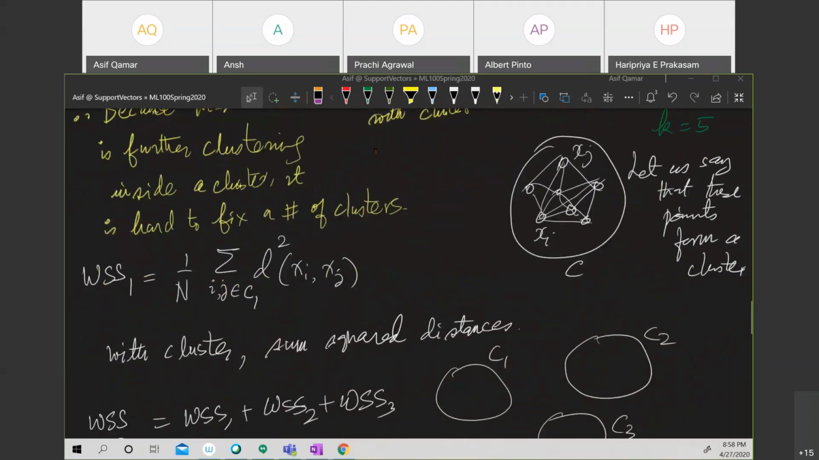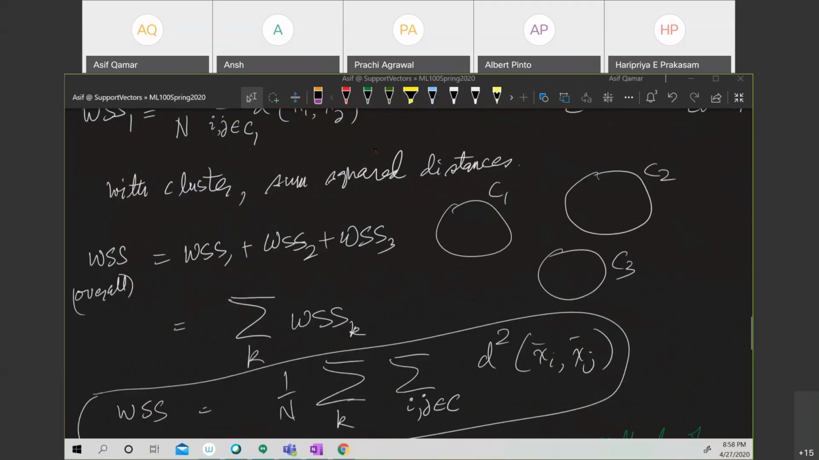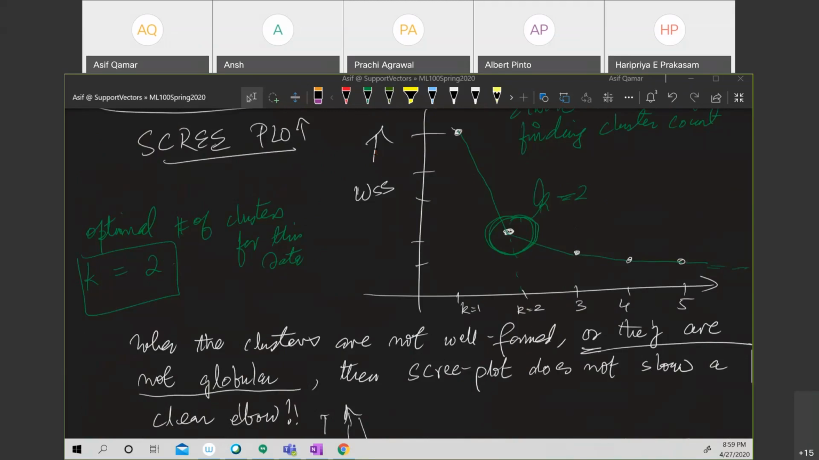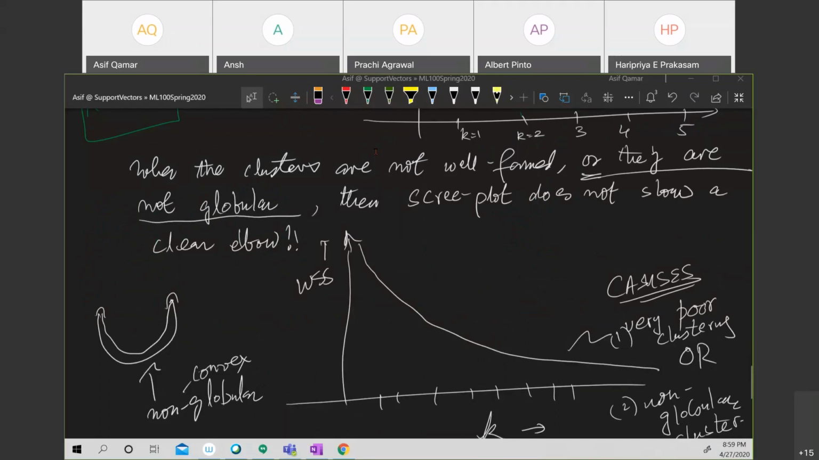We talked about WSS being the metric, within cluster sum squared distances. These are the pairwise distances between any 2 points in a cluster. We talked about the Scree plot. Make the Scree plot and you look for the elbow, which is why colloquially it's called the elbow method. And then we talked about the fact that the Scree plot should give you some insight. Do you have well-defined globular clusters or not? If you find no elbow, then maybe there are no well-defined globular clusters, which means that either there are no clusters or that they are not globular or roundish in shape.